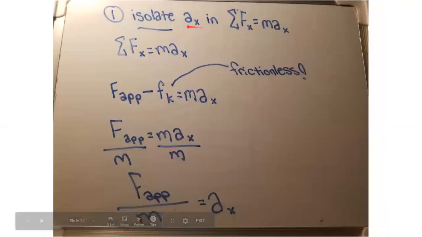First step, we're going to isolate acceleration in the x direction. Notice that this symbol means change in. So we're going to have two forces here. We have force applied and the force that is opposing it, the kinetic friction. However, the problem notes that the surface is frictionless, so this value is going to be 0. So we just have force applied. We should get, once we isolate, acceleration in the x direction equals force applied over the mass.